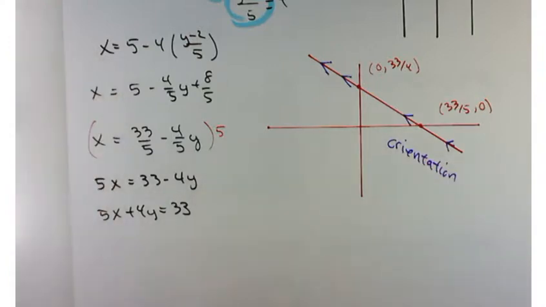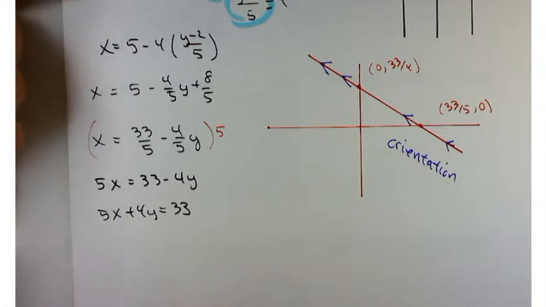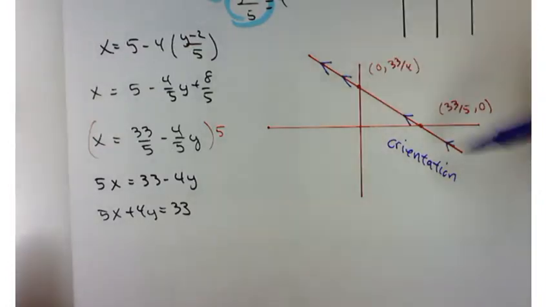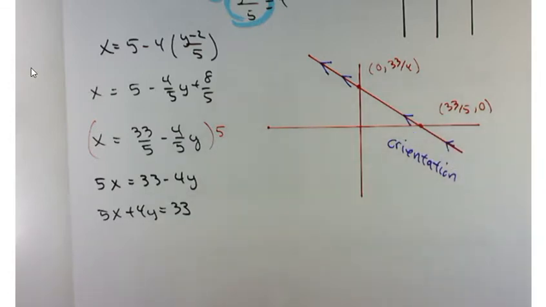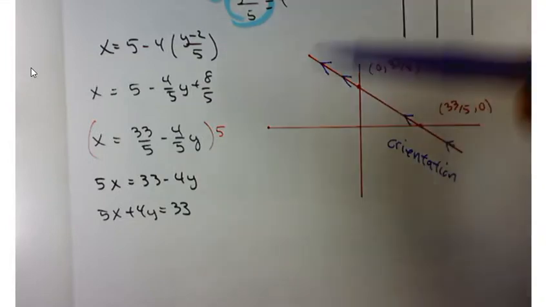Now, I could come up with different parameterizations of this line that would have different orientations. It would trace it out in a different direction. That's okay. This one's fine for kind of a beginning example. Are we okay with this?